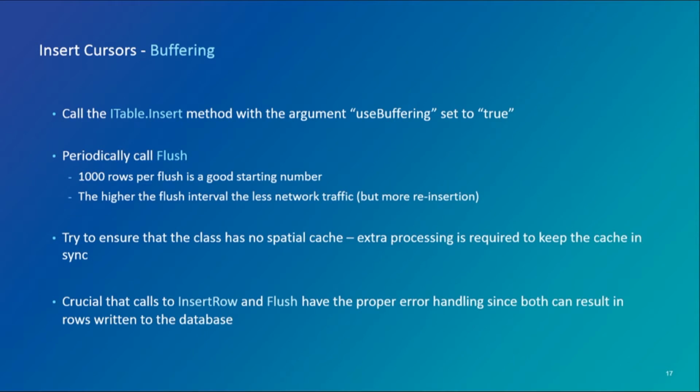So what is buffering? Buffering is a parameter that's passed on the creation of the cursor. Use buffering as true. When that's set to true, you can ask to flush at particular intervals. So how often should you call flush, right? A rule of thumb that we say is about 1,000 rows is a good rule of thumb. Now, is that going to be true for every single data set? No. And this is where prototyping comes in. You should try what works best for you.